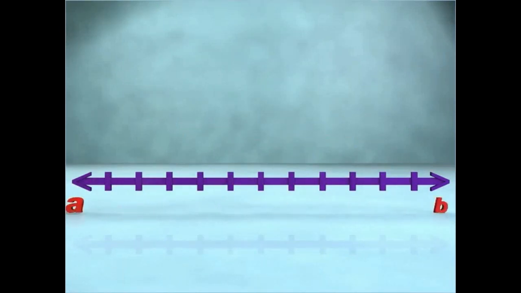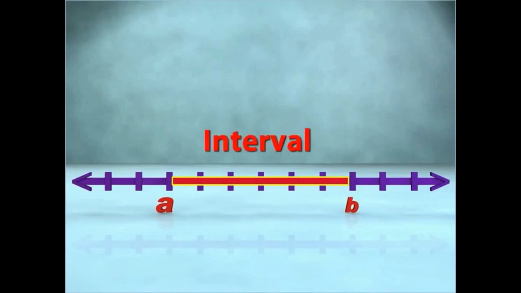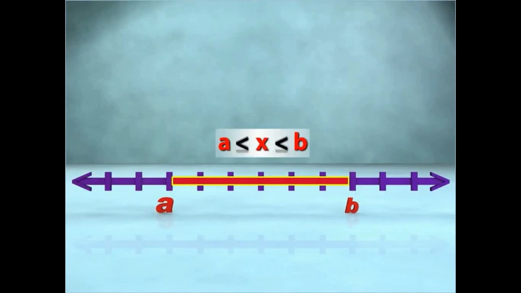Whenever you consider any two numbers on a number line, the gap between the numbers represents an interval. An interval is a set of real numbers that consists of all real numbers between two given numbers and may or may not include the two numbers at both ends.